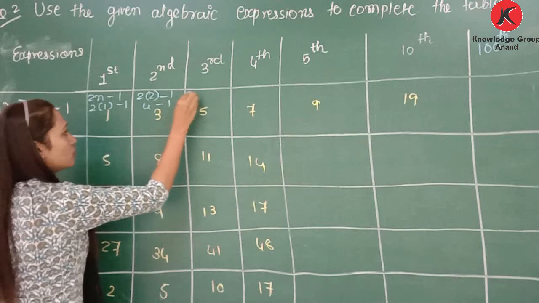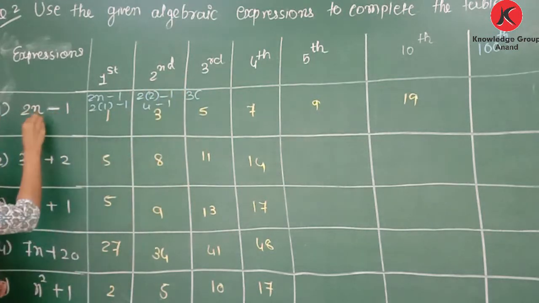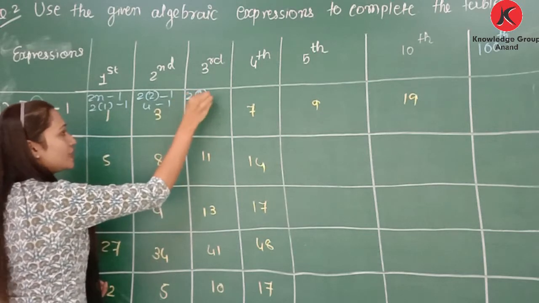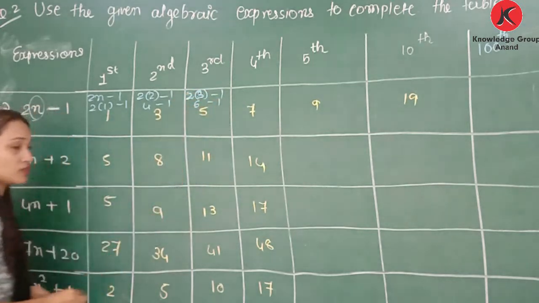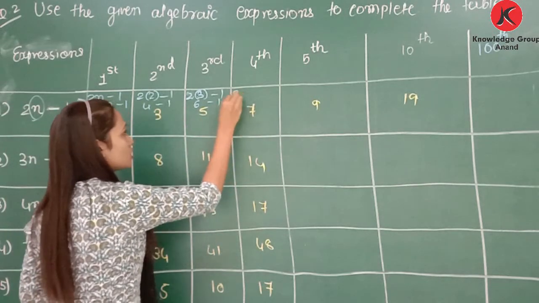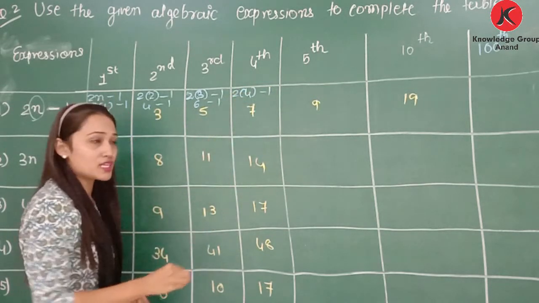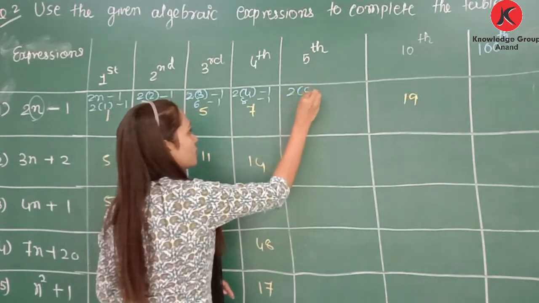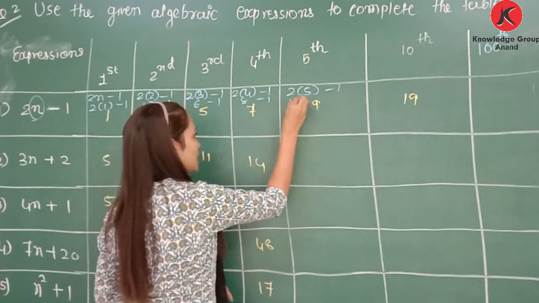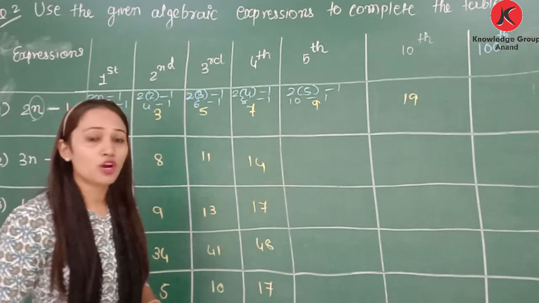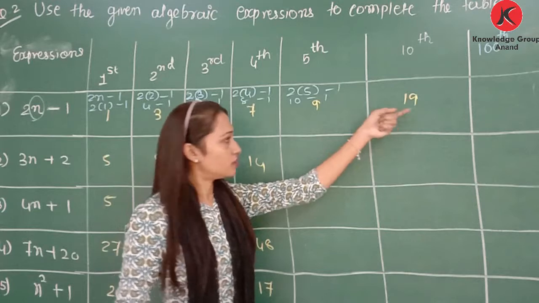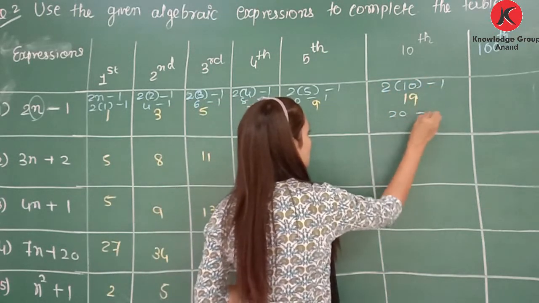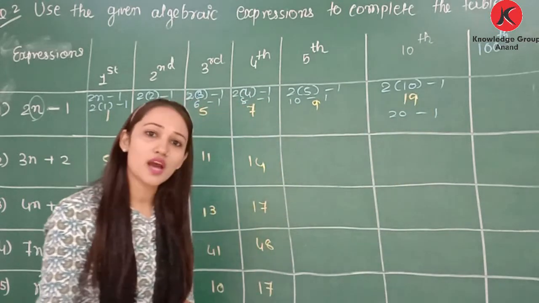For a third term, we need to write the value of n. So it is 2 multiply 3 minus 1, that is 6 minus 1 is 5. For a fourth term it is 2 inside the bracket 4 minus 1, so that is 8 minus 1, 7. For a fifth term it is 2 inside the bracket 5 minus 1, so that is 10 minus 1, 9. For the 10th term it is 2 inside the bracket 10 minus 1, that is 20 minus 1, is 19. So what is the 100th term?